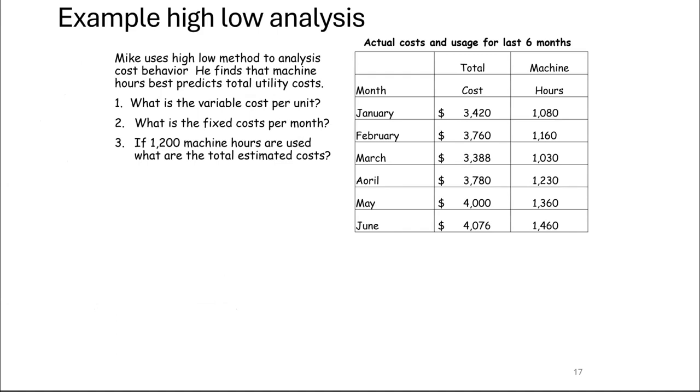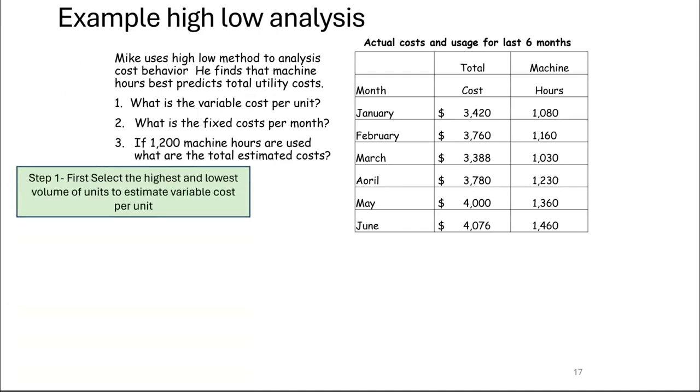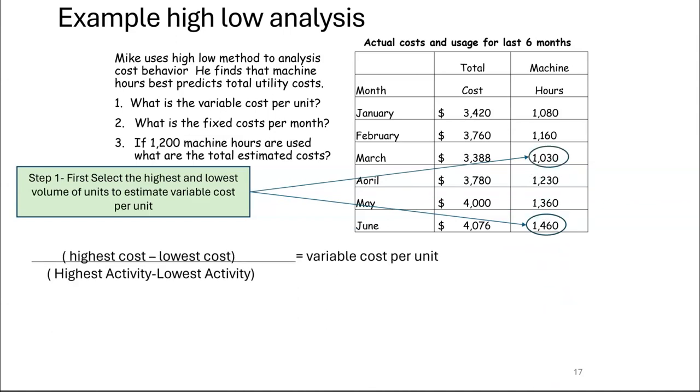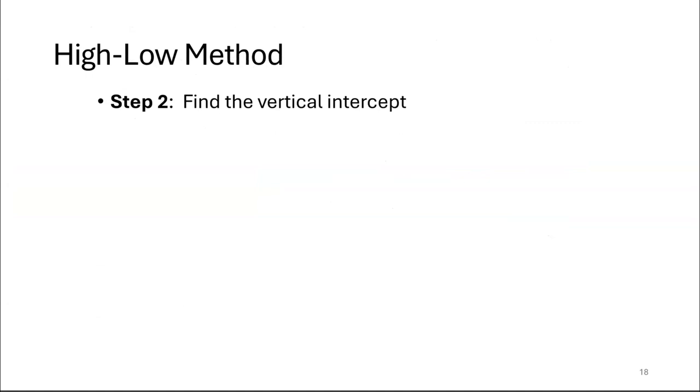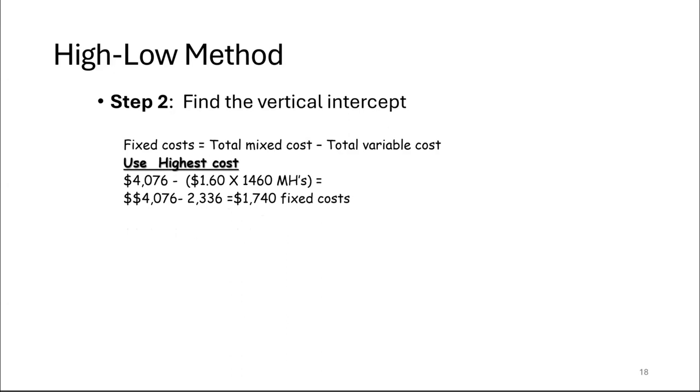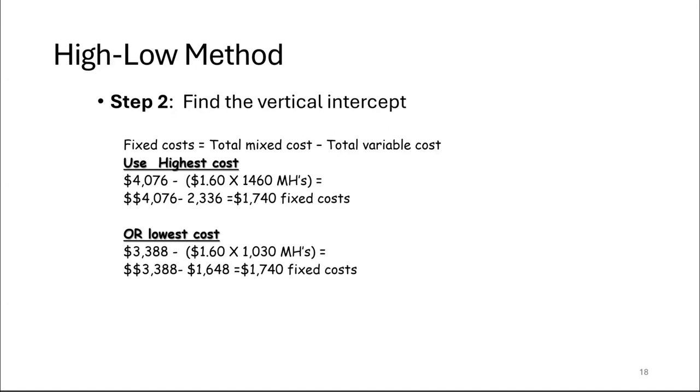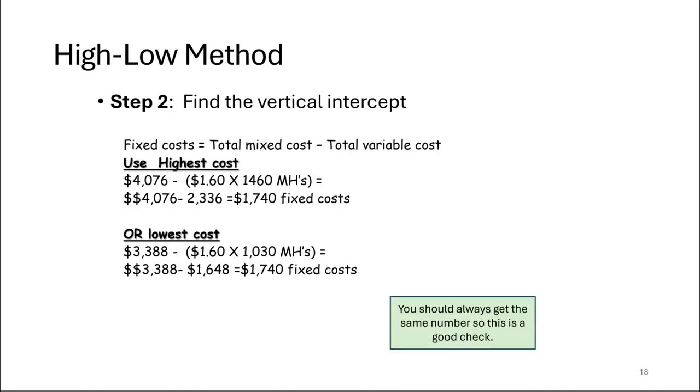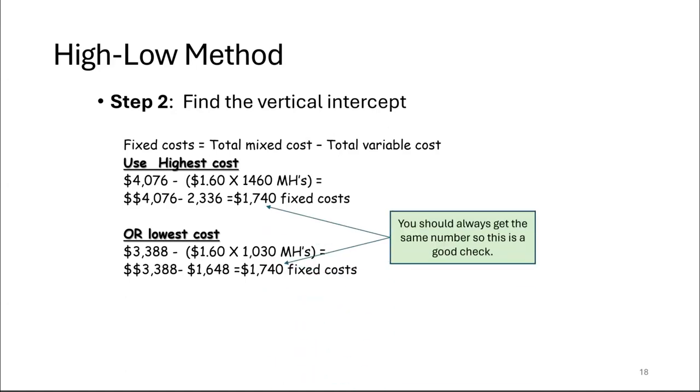All right, here we go. We're going to do our high-low analysis. First, we're going to find our highest units, which is hours, and we're going to find our lowest. Then we're going to compute our variable cost per unit, and that gives us $1.60. Now, step 2, we're going to use our equation. So we know that our highest cost, using our $1.60, gives us $17.40 for fixed costs, or we use our lowest cost in the cost equation and we get the same number. Again, we're double checking, which means we're on the right track.